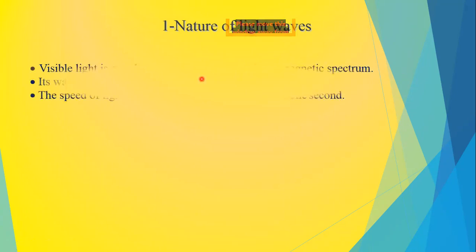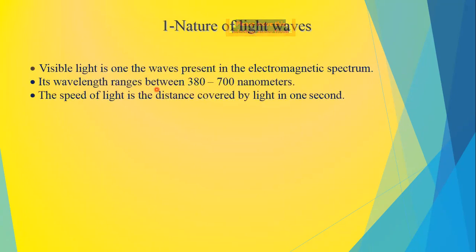تمام؟ طيب تعالوا هنا نشوف بقى. هنتكلم على 6 حاجات تخص light. Nature of light waves. طبيعة light waves. طيب هنقول ايه في nature of light waves؟ Visible light is one of the waves present in the electromagnetic spectrum. احنا عارفين ال light spectrum دي كان ممكن نعملها ازاي؟ Via the prism, rectangular prism. خدنا الكلام ده قبل كده.